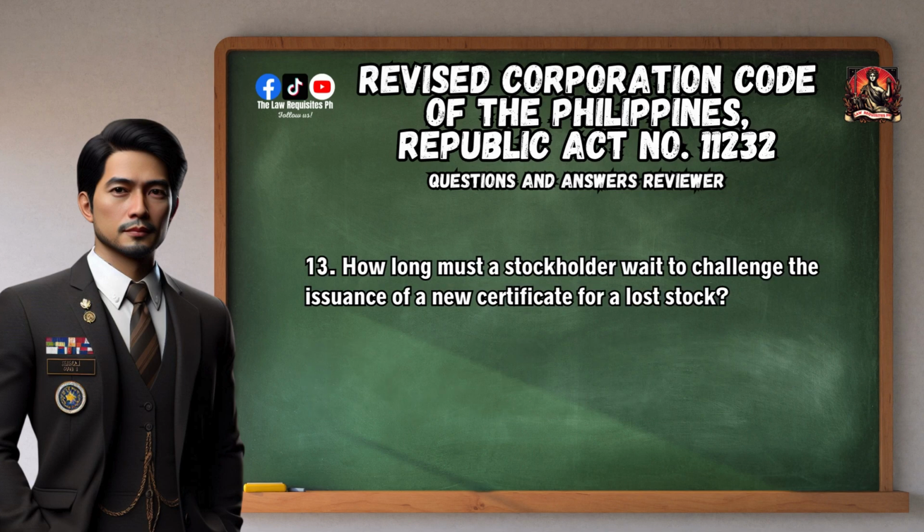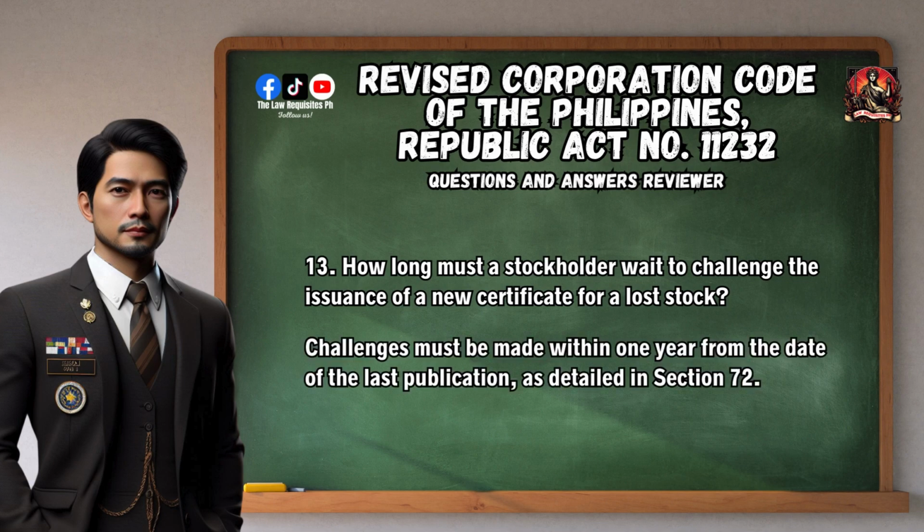13. How long must a stockholder wait to challenge the issuance of a new certificate for a lost stock? Challenges must be made within 1 year from the date of the last publication, as detailed in Section 72(14).